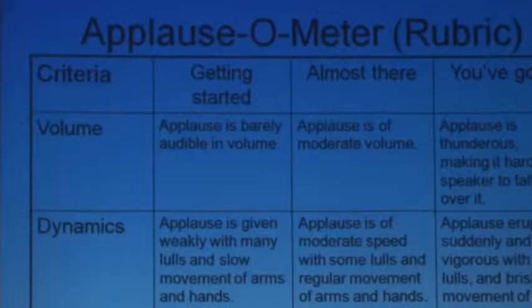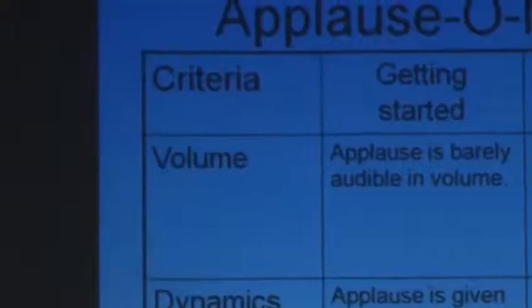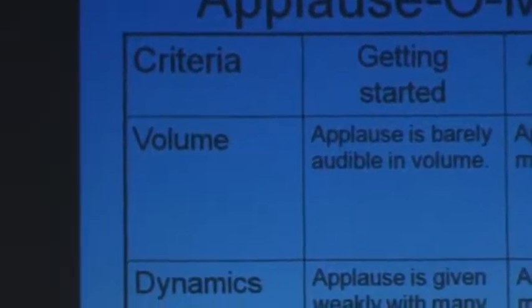And I know that you've been down here at University of Virginia all day today, so I think we could probably focus on the You've Got It column. And let's look at some specifics with applause, some specific skills and pieces of applause, and see if we can improve our performance. Let's look at volume, for example. If we're in the You've Got It column, the applause is thunderous, making it hard for the speaker to talk over it. Okay?